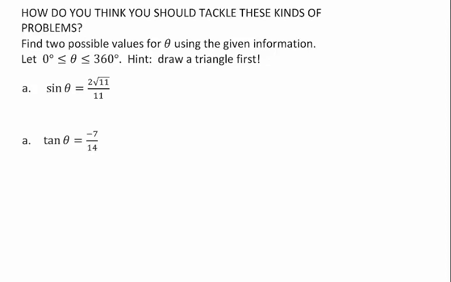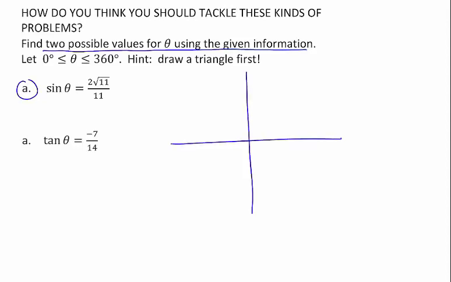Here's another situation where you might have to figure out what the angle is and where the angle lies on the coordinate plane. So how do you think we should tackle these kinds of problems? We're going to find two possible values for theta using the given information. So if I look at A, we're first going to draw a coordinate plane, and I'm going to try and make it a little bit straighter than that. And we're going to think about the triangle.